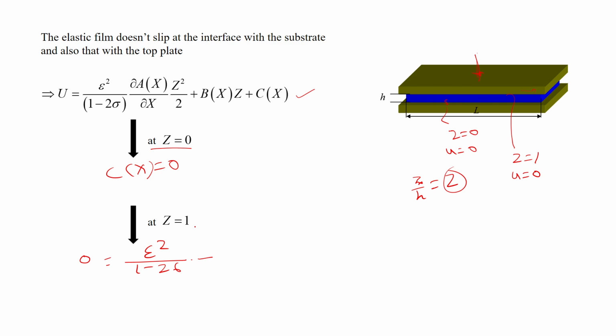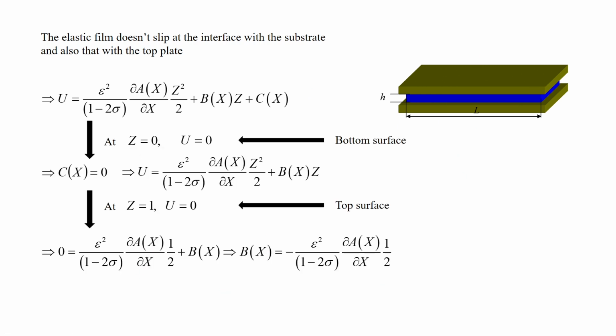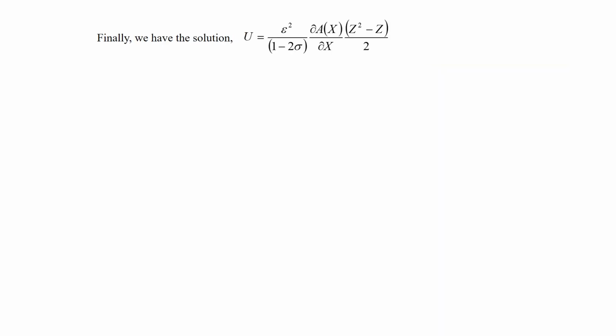Okay. So, I hope that is clear, and then this is 1 by 2 here, and this is del of a of x by del x plus b of x here. Therefore, b of x is equal to minus half epsilon square by 1 minus 2 sigma times del of a of x by del x, and this is what it is. So, I have derived it, and now we can substitute this expression, and we finally have this equation.